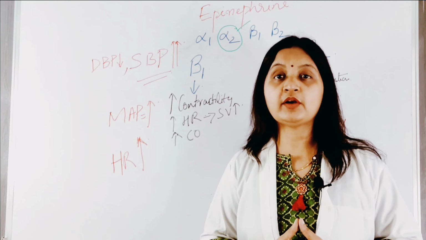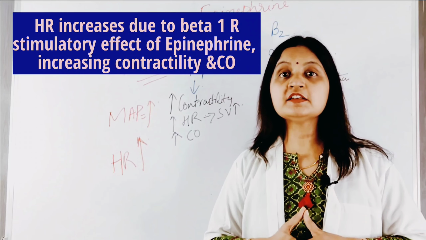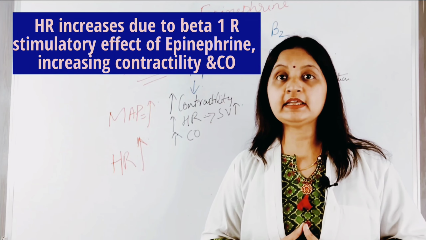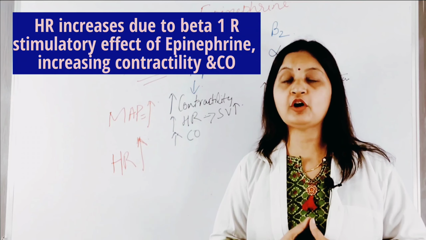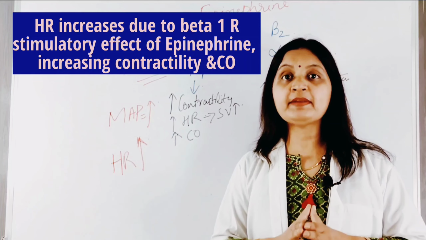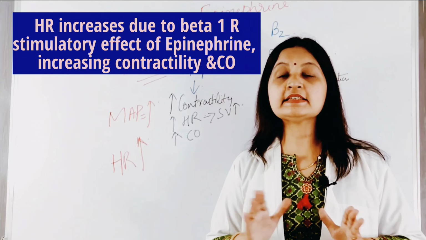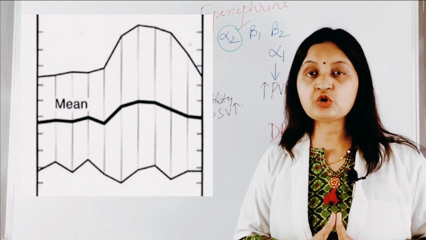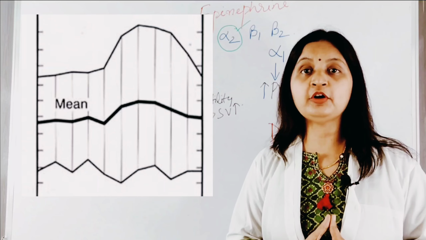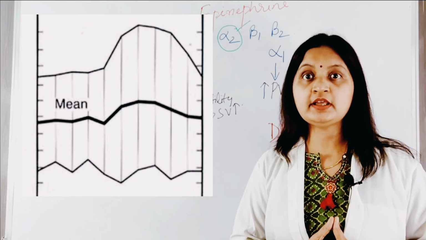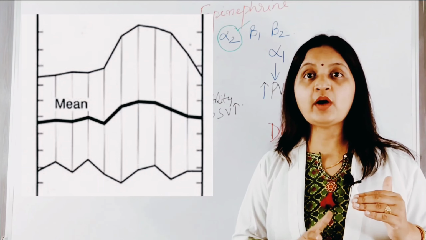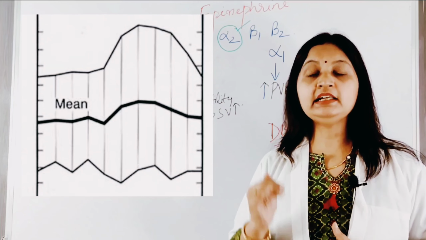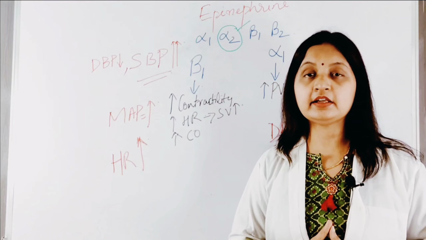So what happens to the heart rate? The heart rate increases. This is because epinephrine is a powerful cardiac stimulant. It increases the contractility and thereby increases the heart rate, stroke volume and cardiac output. So the effect of epinephrine administration is an increase in heart rate. The net effect on blood pressure is a rise in systolic blood pressure, which is due to an increase in cardiac output, and a fall in diastolic blood pressure. This is because of the alpha 1 and beta 2 effects, which counterbalance each other. The mean arterial pressure slightly increases and the heart rate increases.